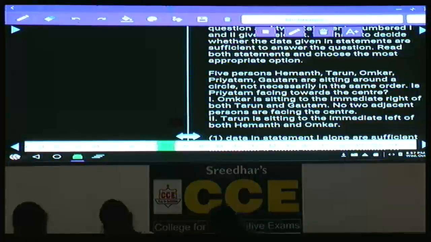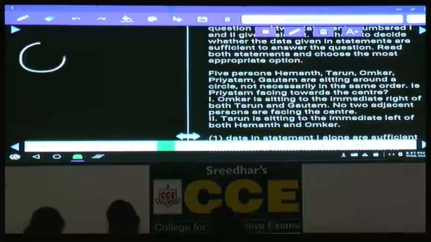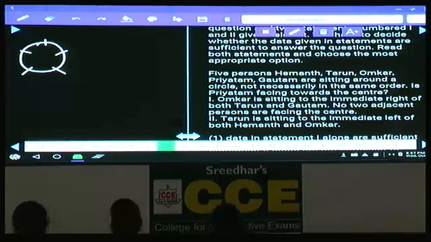Question 38: five persons, Hemant, Tarun, Omkar, Preetham and Gautam, are seated around a circle. Now these five persons are seated around a circular table. Who are those five persons? Hemant, Tarun, Omkar, Preetham and Gautam are seated around a circular table. Is Preetham facing towards the center? The question is about whether Preetham is facing towards the center or not.